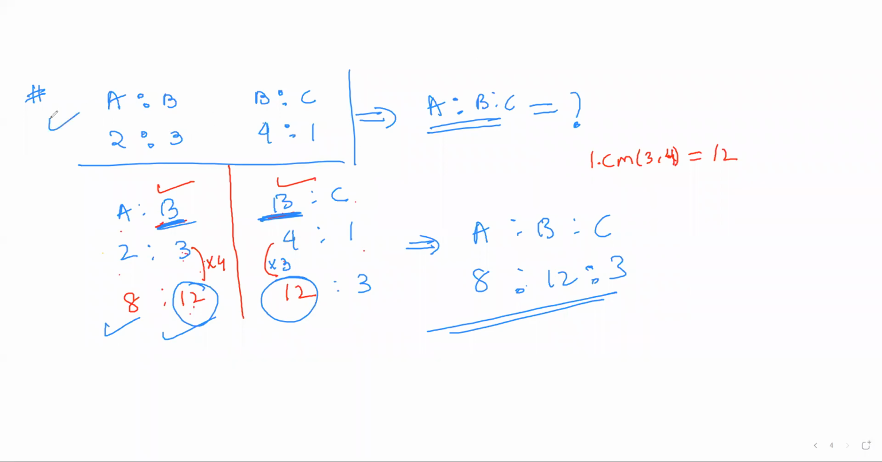Let me start from the beginning. The ratios of AB and BC are given, and we have to find the ratio of A, B, and C, all three. In the first ratio, the value of B is 3. In the second ratio, the value of B is 4. This B is the same number, so these should be equal. To make them equal, take the LCM of 3 and 4, which is 12. To make the first 12, multiply by 4, so A becomes 8. In the second ratio, to make 4 into 12, multiply by 3, so C becomes 3. Now the ratio of A, B, and C is 8:12:3.